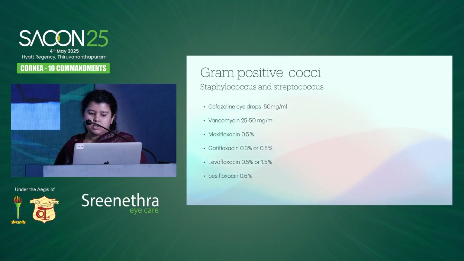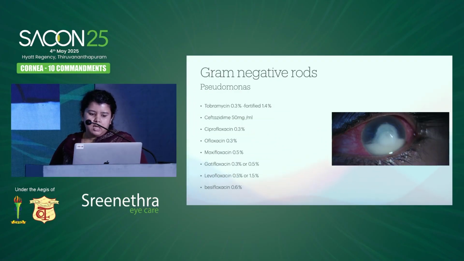When you get gram-positive cocci in staining, you can start the patient on fortified reconstituted cephalosporin eye drops, vancomycin, moxifloxacin, gatifloxacin, levofloxacin, or besifloxacin. In case of gram-negative rods, which are most commonly Pseudomonas, you can start the patient on tobramycin 0.3%, which is available as a premade formula, or you can fortify it with the injection, which is 1.4%. Ceftazidime eye drops, ciprofloxacin, ofloxacin eye drops, moxifloxacin eye drops, gatifloxacin, levofloxacin, or besifloxacin.